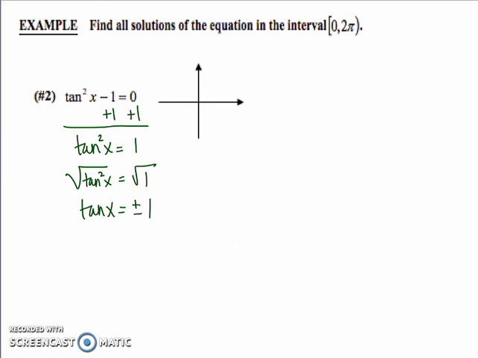So the next question becomes, where does tangent equal 1, or negative 1? That's going to occur at 4 locations on the unit circle. Tangent is positive 1 at pi over 4 and at 5 pi over 4. And tangent is going to be negative 1 at 3 pi over 4 and at 7 pi over 4. So this time I am going to have 4 answers, right?